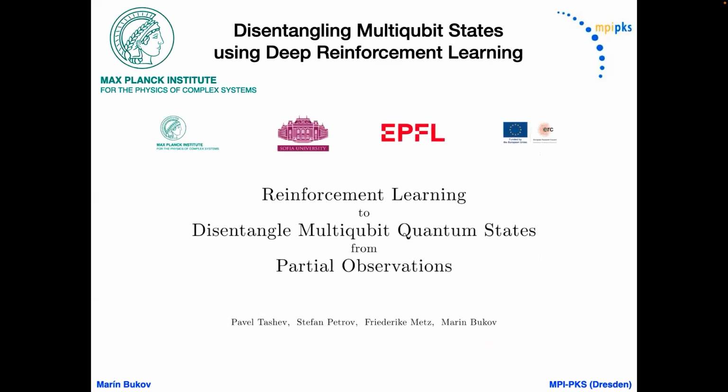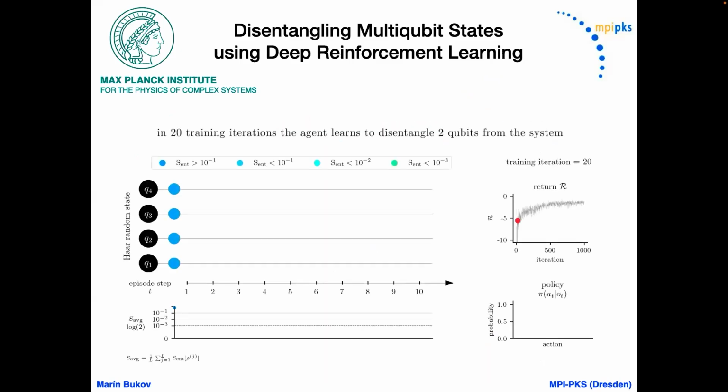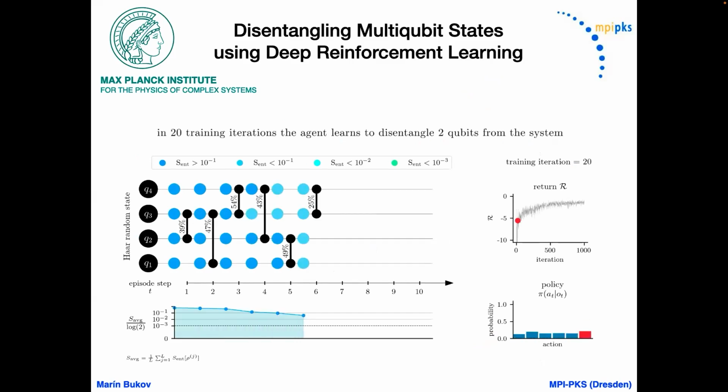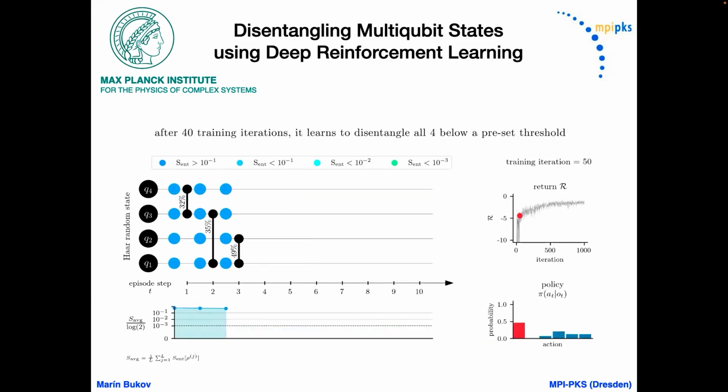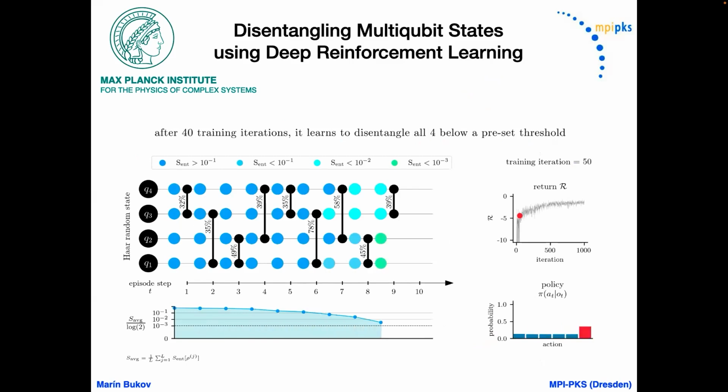All right, and so I want to leave you with this movie again. Now we're going to watch it one more time and hopefully you'll understand it a little bit better. So this is now the training process for the agent. This is the training curve. After 20 iterations, it can disentangle 2 qubits from the system. If you train it for longer, after 50 iterations, it can basically take all the entanglement out, but the circuit is too long.